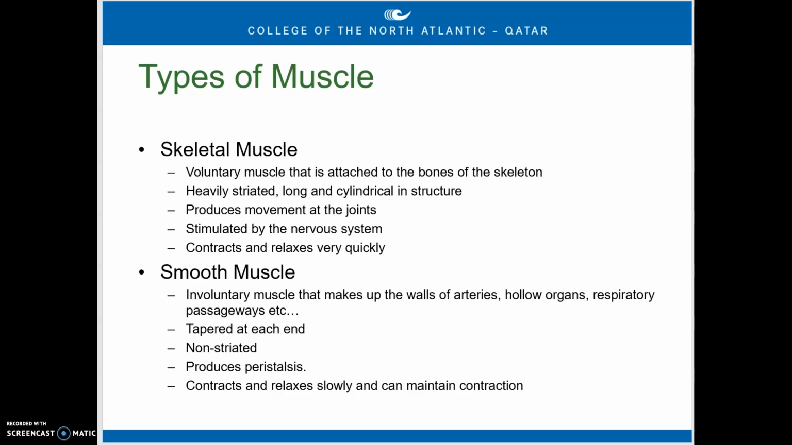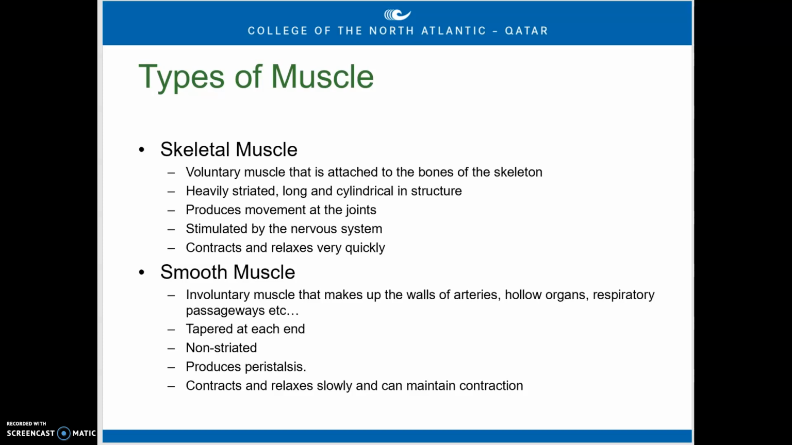They are heavily striated. Remember, they have those thick stripes that go perpendicular to the muscle fiber. And the muscle fibers themselves are very long. They're cylindrical in nature, and they're multinucleated, so they have lots of nuclei. These muscles are innervated, which means they have nerve cells associated with them that allow us to cause their contraction. And skeletal muscles can contract and relax really, really quickly.